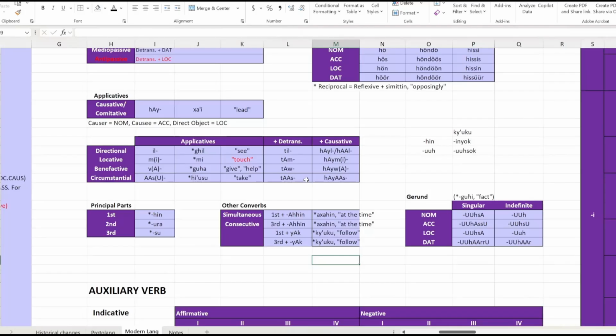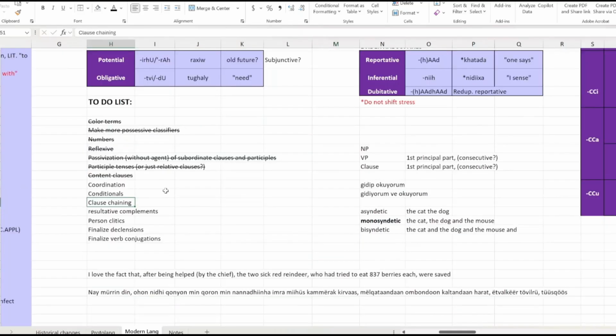We're kind of going off the topic of coordination, and now I'm just thinking about converbs. But this is on the list, like this point that I have written here about clause chaining. Mostly that's just a question of how many and what types of converbs we have, because obviously that's one of the things that converbs are most often used for. So we're sort of killing two birds with one stone here.